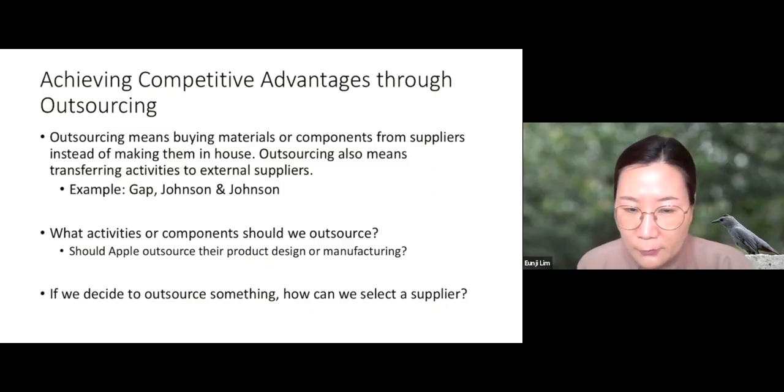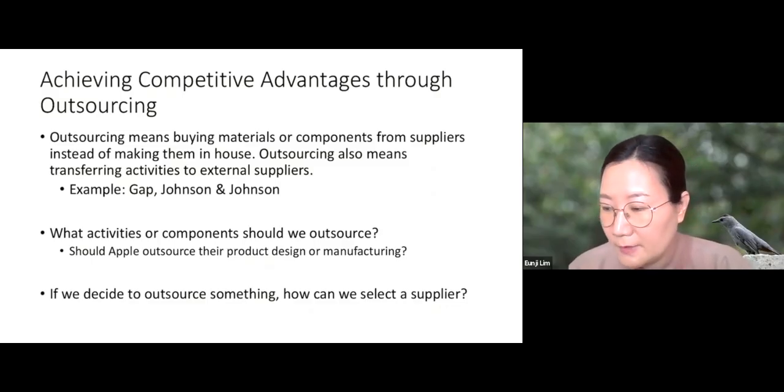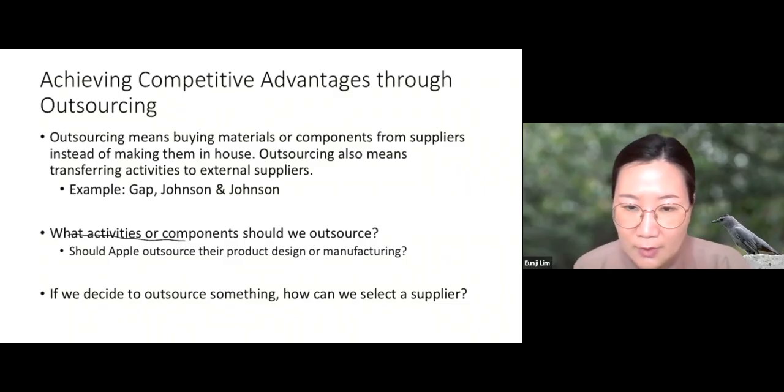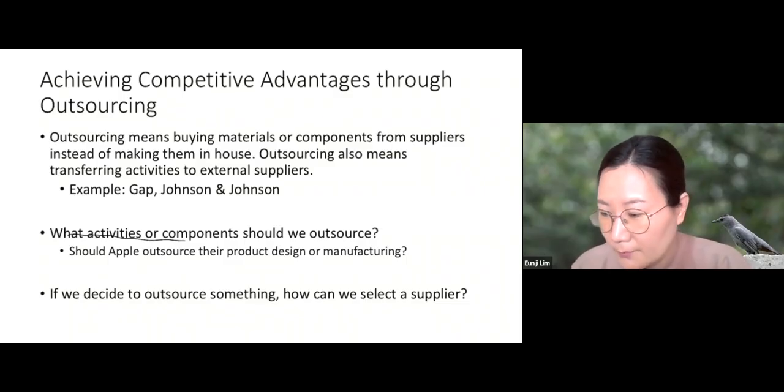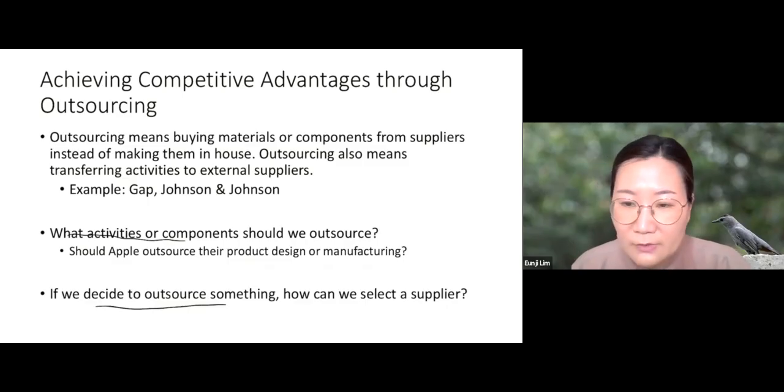We'll talk about two questions. First of all, what activities or components should we outsource? Next, if you decide to outsource something, how can we select the supplier? So let's start with the first question. What activities or components should we outsource?